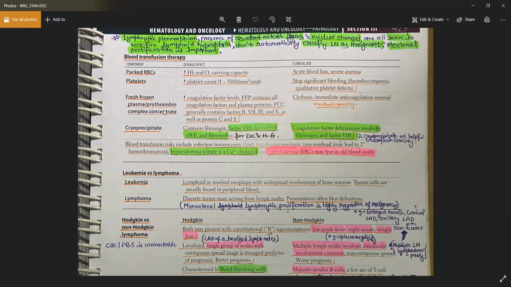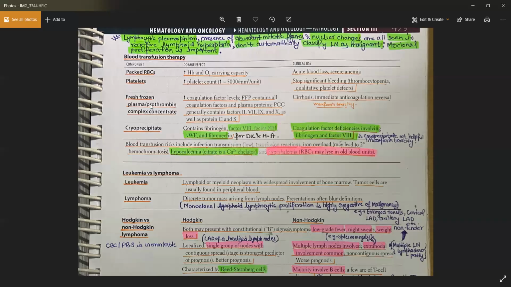If I have warfarin toxicity, then I will always give the patient fresh frozen plasma or the prothrombin complex concentrate, either the fresh frozen plasma or the PCC, because it contains factors 2, 7, 9, 10, and proteins C and S. All the factors which are inhibited by warfarin are contained in the PCC or the fresh frozen plasma, so I use them for warfarin toxicity. Also in cirrhosis, because these clotting factors are synthesized by the liver, I can give the patient PCC. And whenever I need immediate anticoagulation reversal, I will give these agents also.